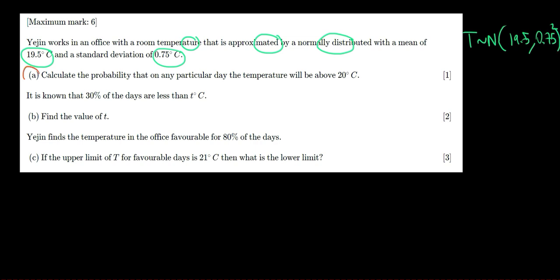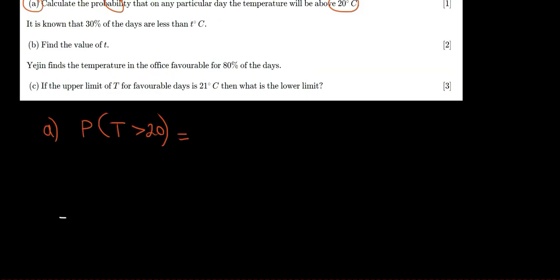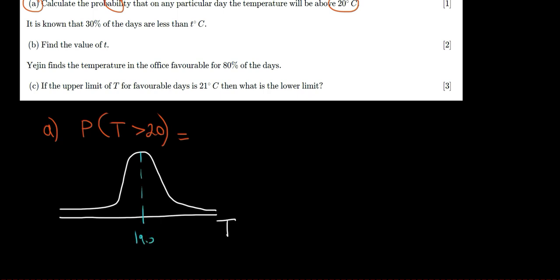Moving on. Part A, calculate the probability that on any particular day the temperature will be above 20 degrees Celsius. Okay, well, we will just do the obvious thing, which is to write the probability that our temperature is above 20 degrees. Let me draw the diagram just to make it a little bit more clear. We have a bell curve. This is our temperature. We have the average right in the middle, 19.5. And we have 20 somewhere over here, and we want our temperature to exceed this value, so we're interested in this probability. We're interested in the area below this curve.